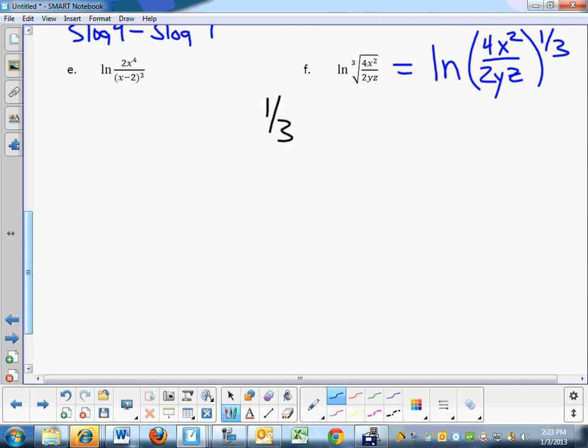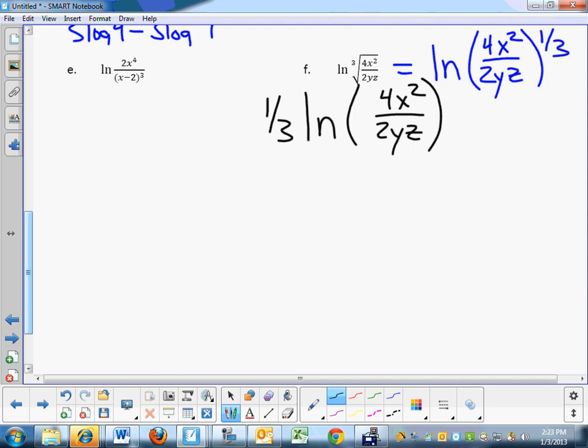We will put the 1/3 out front times the natural log of 4x squared over 2yz. Now, if you wanted to attach that 1/3, using your properties of powers, to the 4 and the x squared and the 2 and the y and the z, then fine. You could do that and then go from there. But I just think it's easier to just put the 1/3 out front right away.